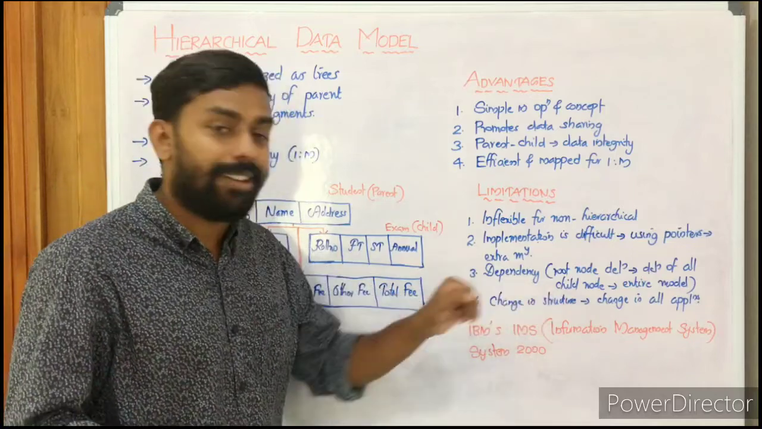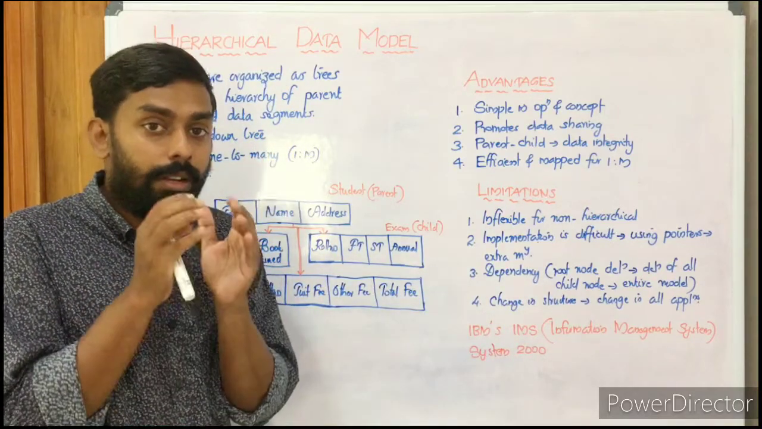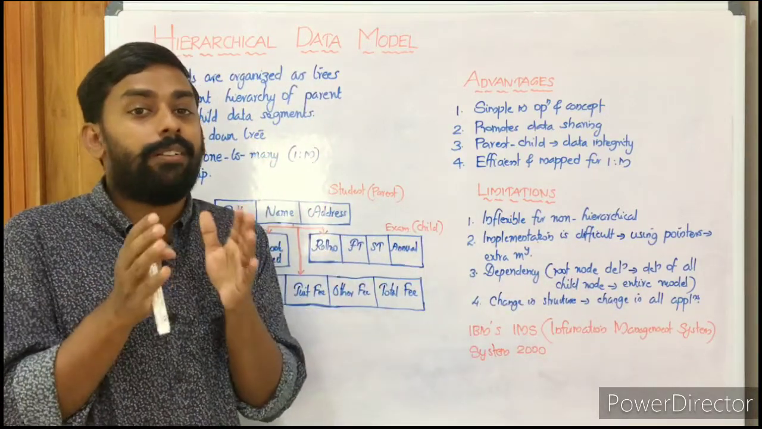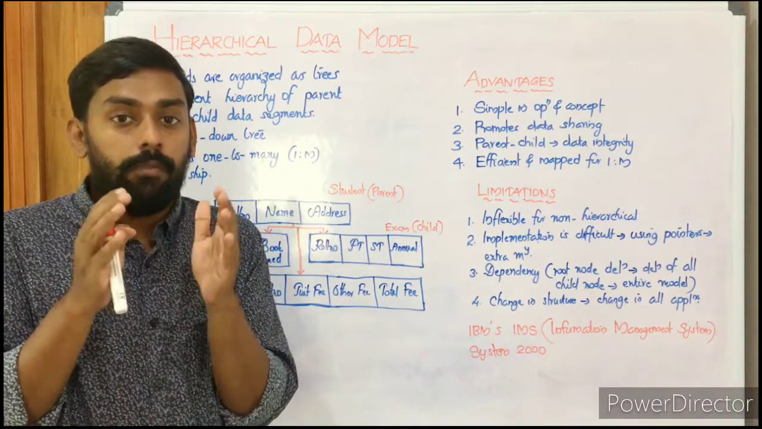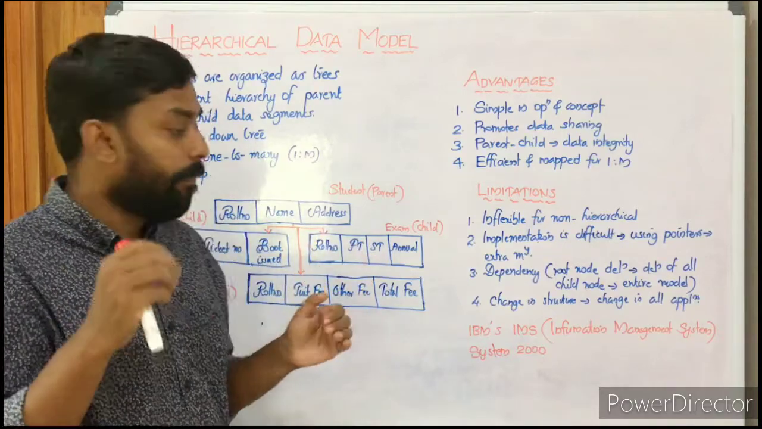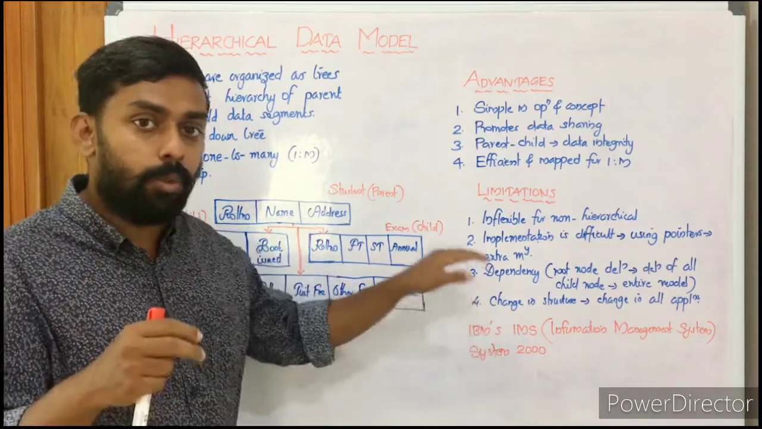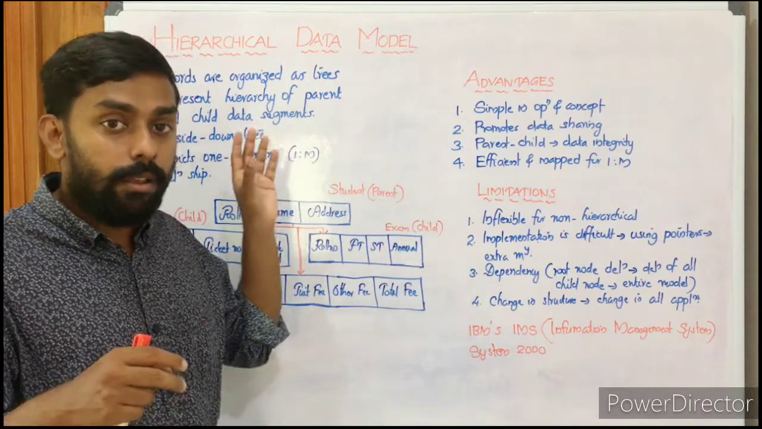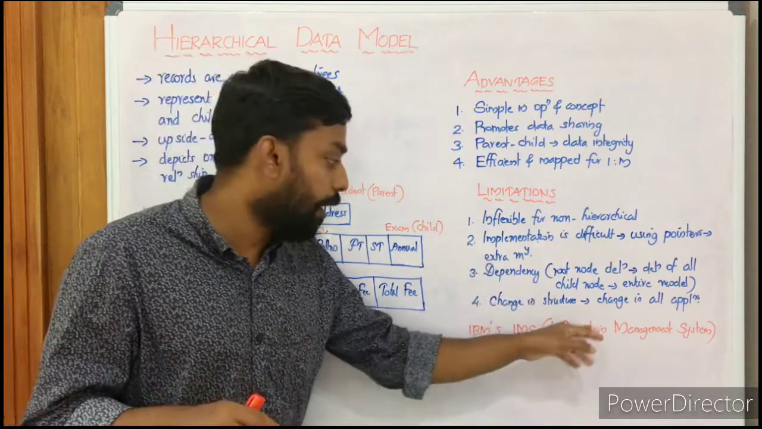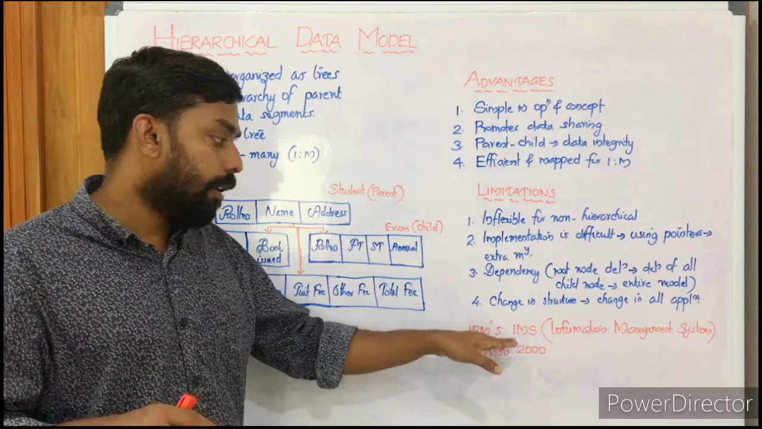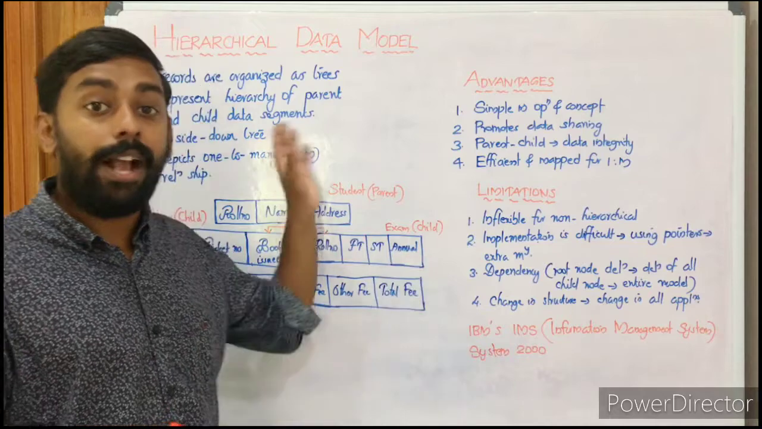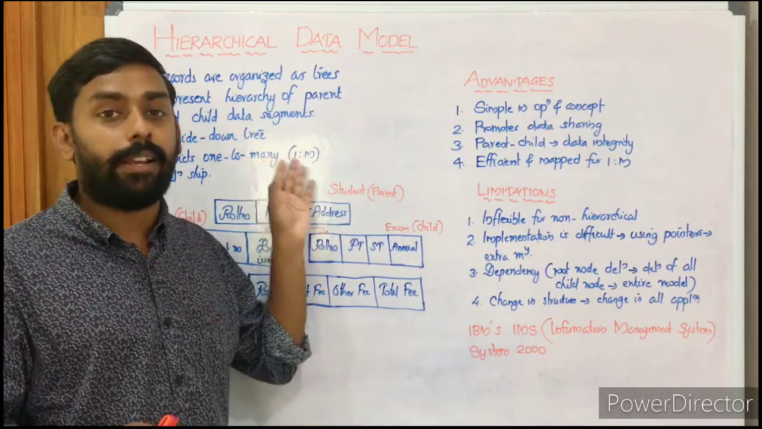Then the fourth point is change in structure. When we try to change the structure of the data model, changes in all applications are required. When we change the data model, we have to make changes in the applications where the hierarchical data model is used. Here we have two examples of DBMS that use the hierarchical data model. One is IBM's IMS. IMS stands for Information Management System. IBM's IMS and System 2000 are examples of the hierarchical data model.